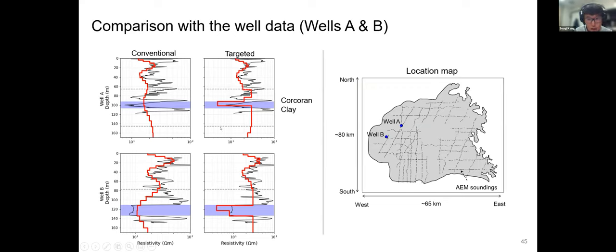We're showing the result at well A and well B. The black curve is the resistivity log, and the blue region is the interval of the quark-gluon clay that we were able to observe from the driller's log. So it's pretty obvious that the targeted inversion approach did a much better job imaging the quark-gluon clay compared to the conventional approach. And this well data was actually used in the targeted inversion approach to pick the right parameters.